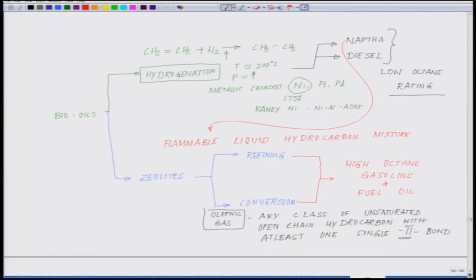The first word, what we have discussed was naphtha. We have already discussed this. Diesel is another fuel which has a low octane number. This is a word we have not discussed. What is octane number? Then we talked about high octane gasoline and fuel oils. What are these and how can we understand them? We have also talked about the olefinic gases, and we have already talked about hydrogenation.